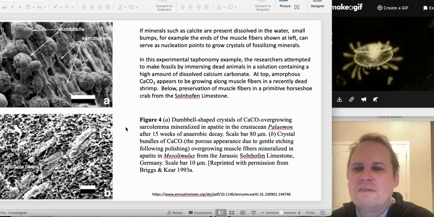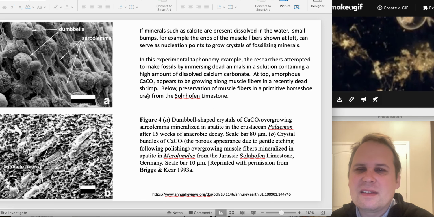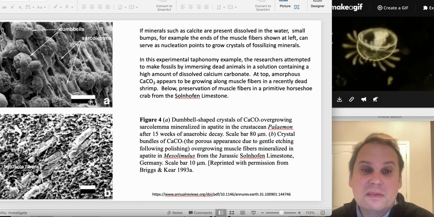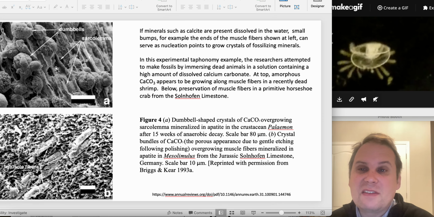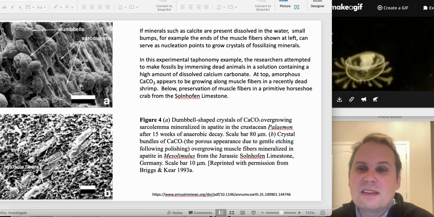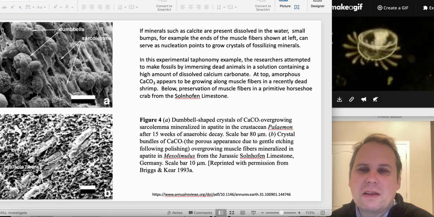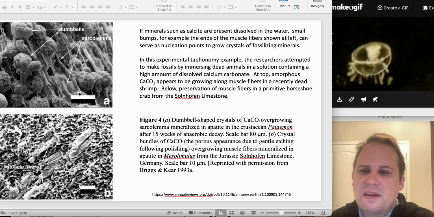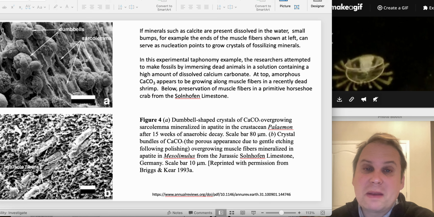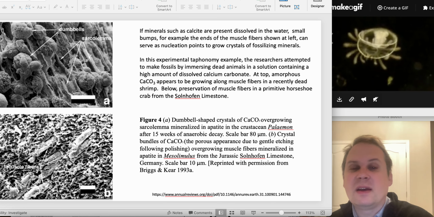Okay, phosphatization. So here are little muscle, basically little sarcolemmas from muscles in a crustacean. And you can see that you're starting to get little calcium carbonate dumbbells that are overgrowing basically the cell bodies here. But you still have preservation of some of the muscle fibers because phosphatization is awesome.